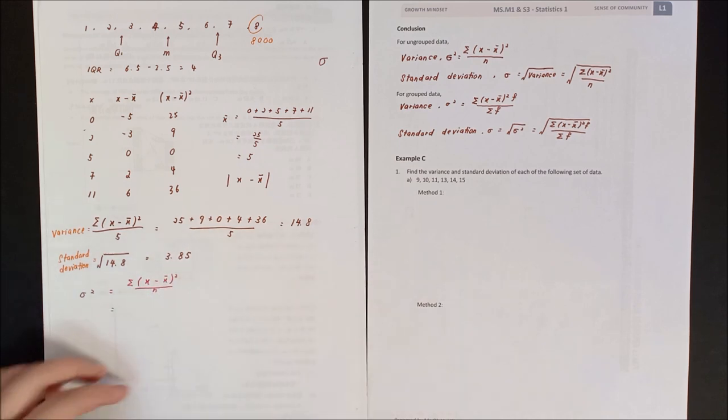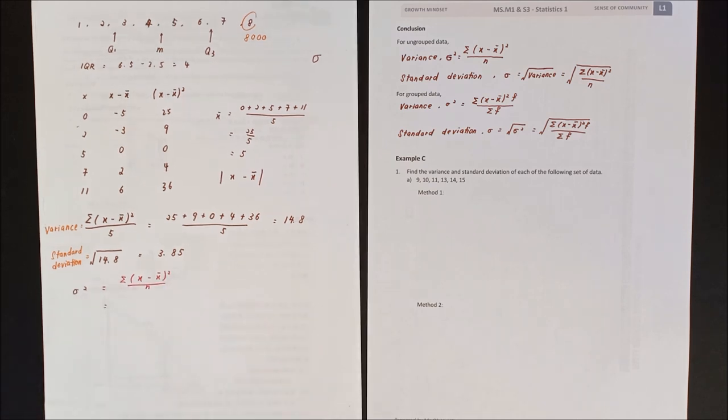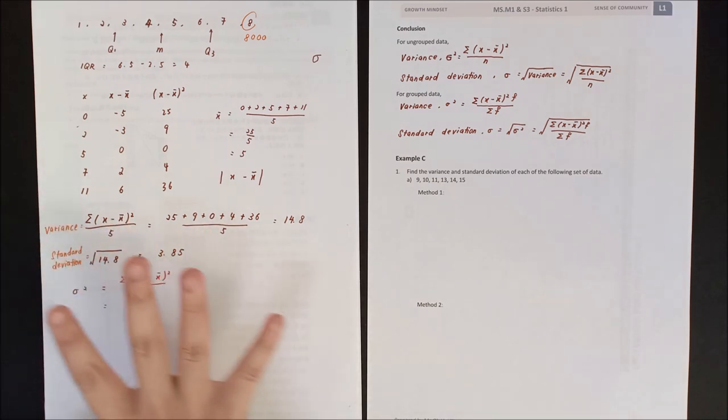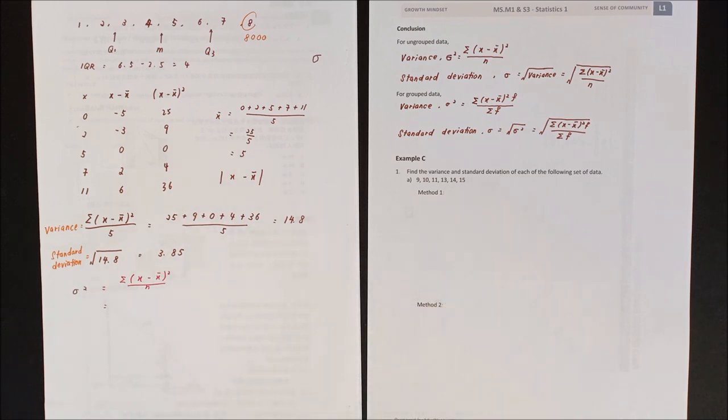Okay, you see, if I am using this formula to find this, I think it's totally fine. Let's put this aside. We try to use the first method, then after that you will see how complicated that is, and then you will feel like you don't want to use it. So maybe we go to method one first, by using what we have here.